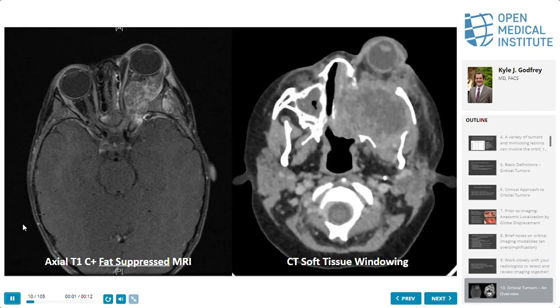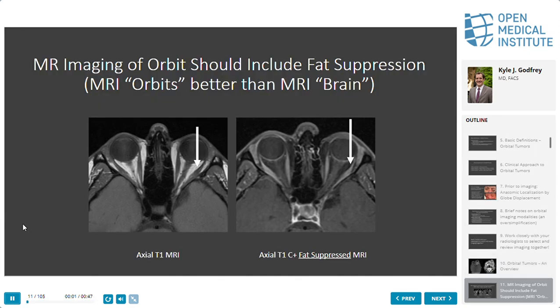Just a few examples of imaging. This is comparing MR imaging versus CT imaging with soft tissue windowing. You can see how much additional detail of this rhabdomyosarcoma you get with magnetic resonance imaging. And then again, whenever you're ordering an MRI, another thing that's important to communicate to the radiologist is that you're looking for dedicated orbital sequences.